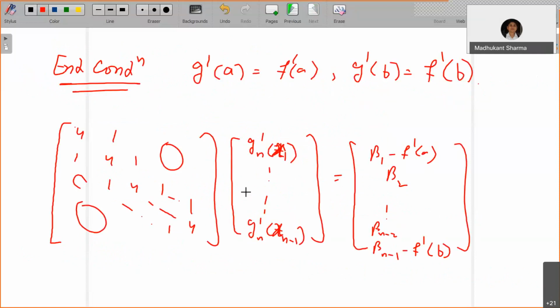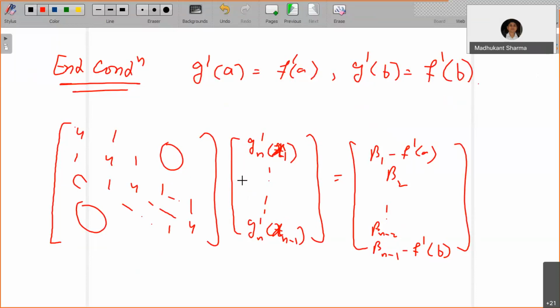Hence, you can write this in the form of a system of linear equations, and that can be solved by using the tri-diagonal Thomas algorithm that you have learned during your system of linear equations session. Once you mention the end conditions like this, you call that complete cubic spline interpolation, where the derivative unknowns can now be determined.